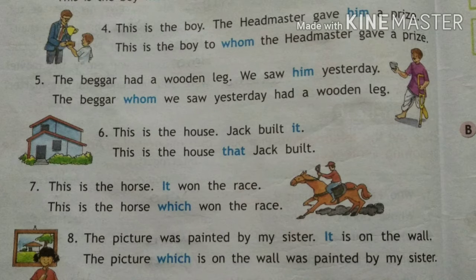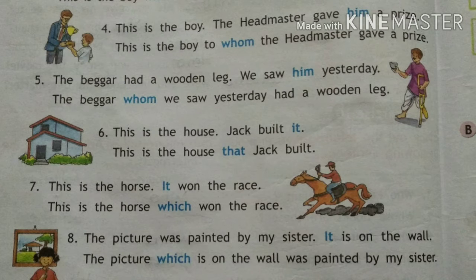The seventh one: this is the horse. It won the race. So now we join it with which. So it becomes: this is the horse which won the race. So again which is doing two things in this sentence. First of all, joining both the sentences, and it is related to the noun horse that is going before it.